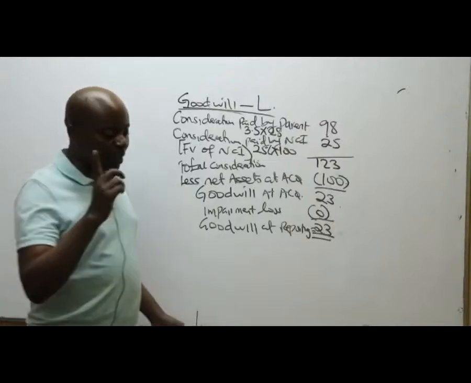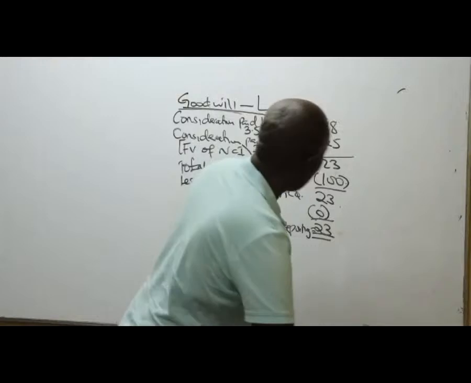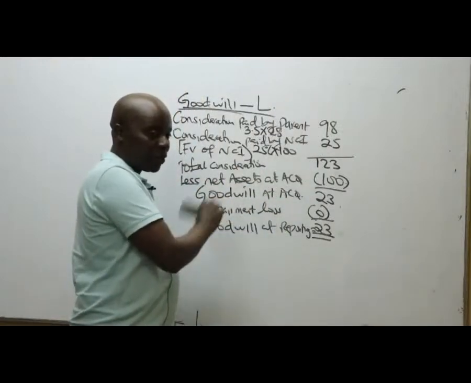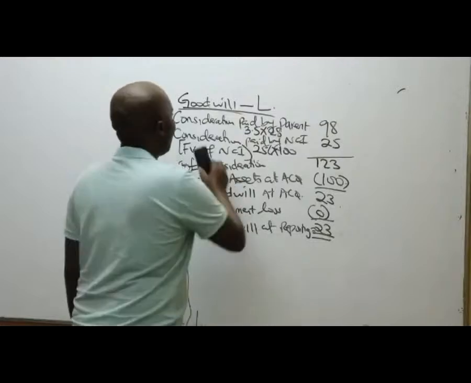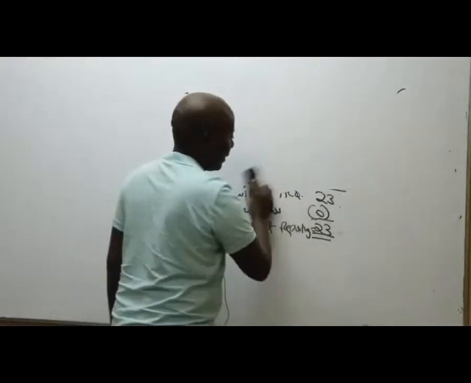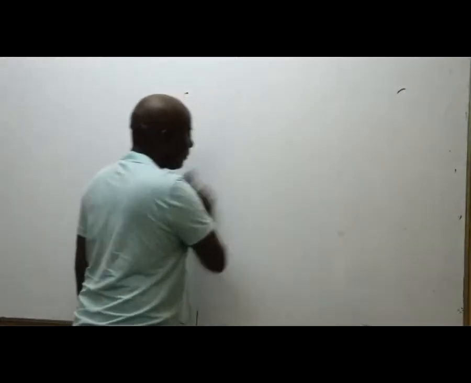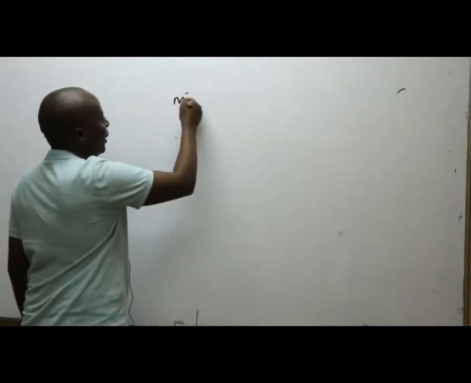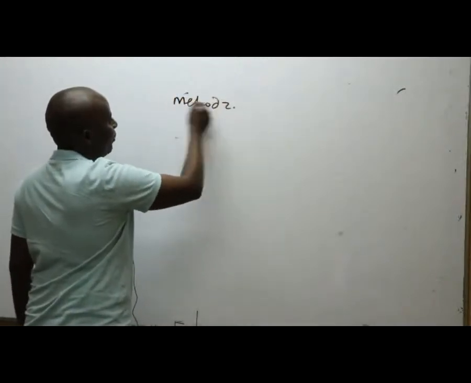Now, I would want you to listen to me very well. Can I rub this? Yes. Now listen to me very well. Listen here. The consideration that was paid, this is method 2 of getting this goodwill, the partial method, method 2.